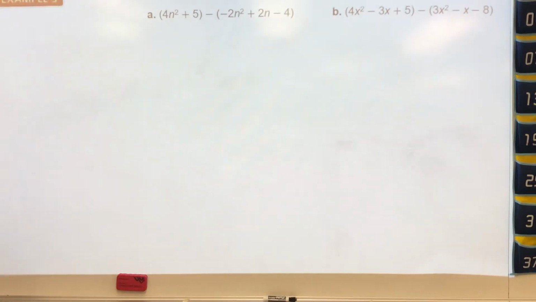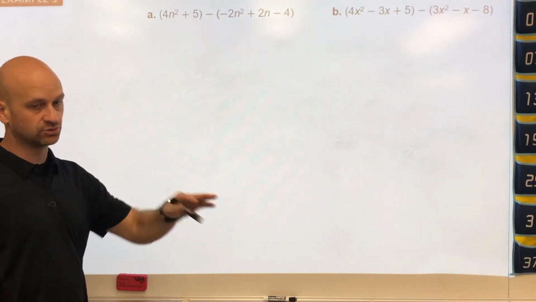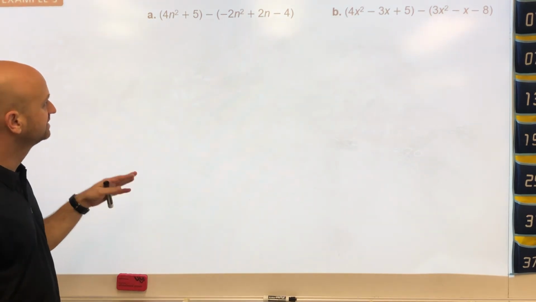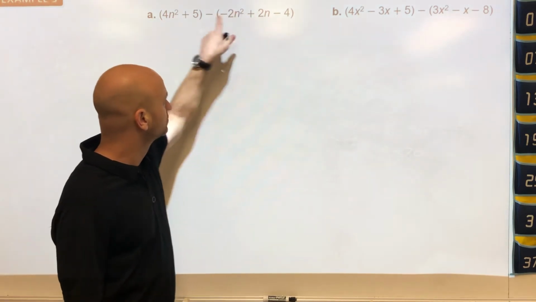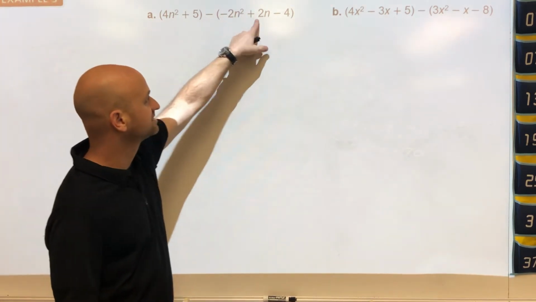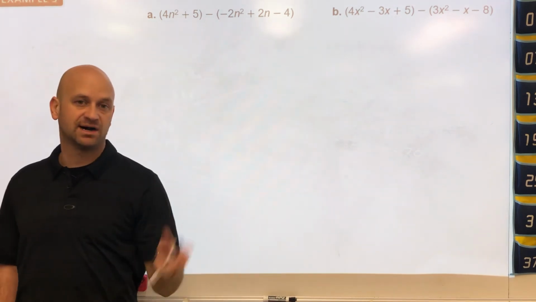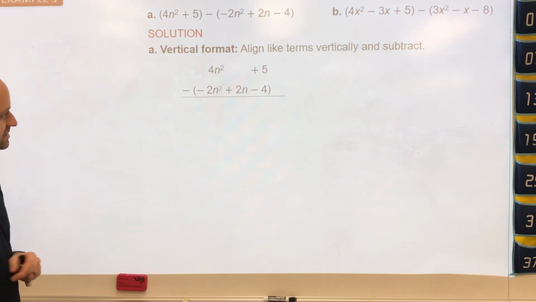Okay. All right, now for subtracting, we can do the same thing vertically and horizontally. Now here's the big one. When we subtract, we have to pay attention to the expression we are subtracting, because all of these signs have to switch. Anytime we see a negative sign, it's the opposite of that particular term. Okay, so let's take a look here.